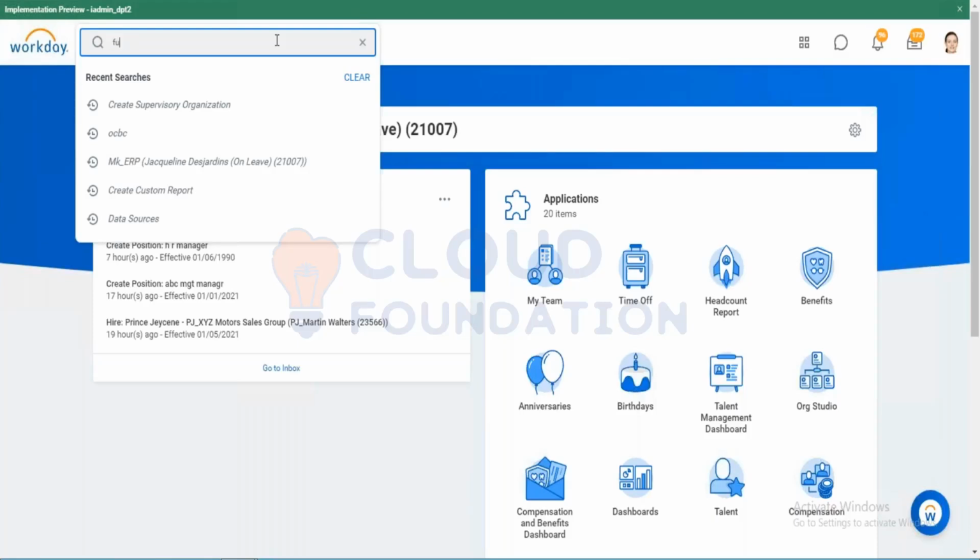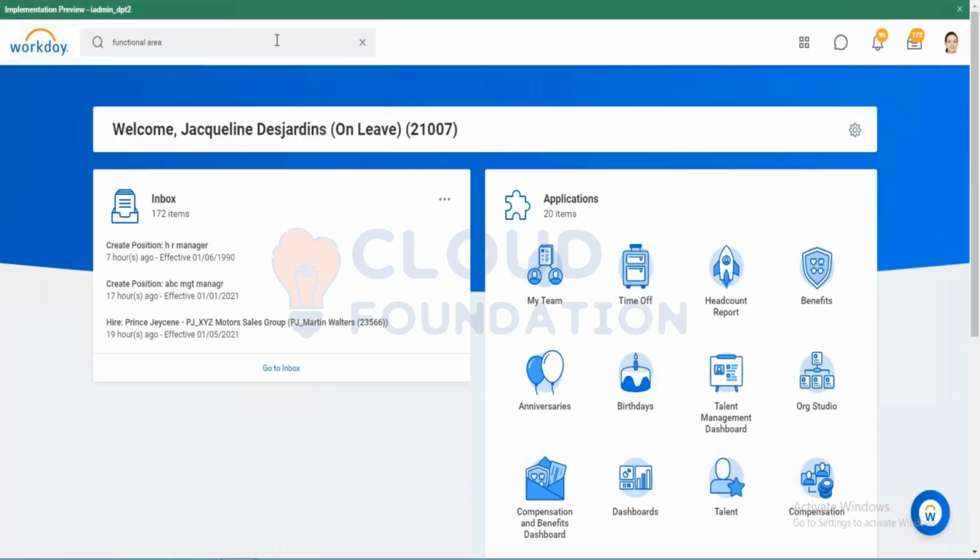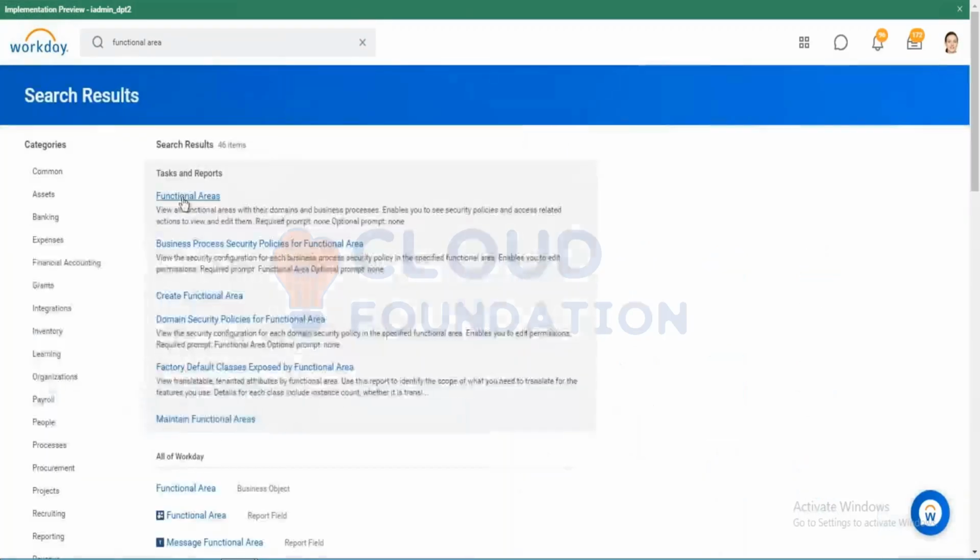Any idea? Well, probably the worklet, right? And the tenant setup. Correct. Somehow you're correct, but the most important thing would be enabling the functional area. Oh, right. Okay. Yeah. All right.